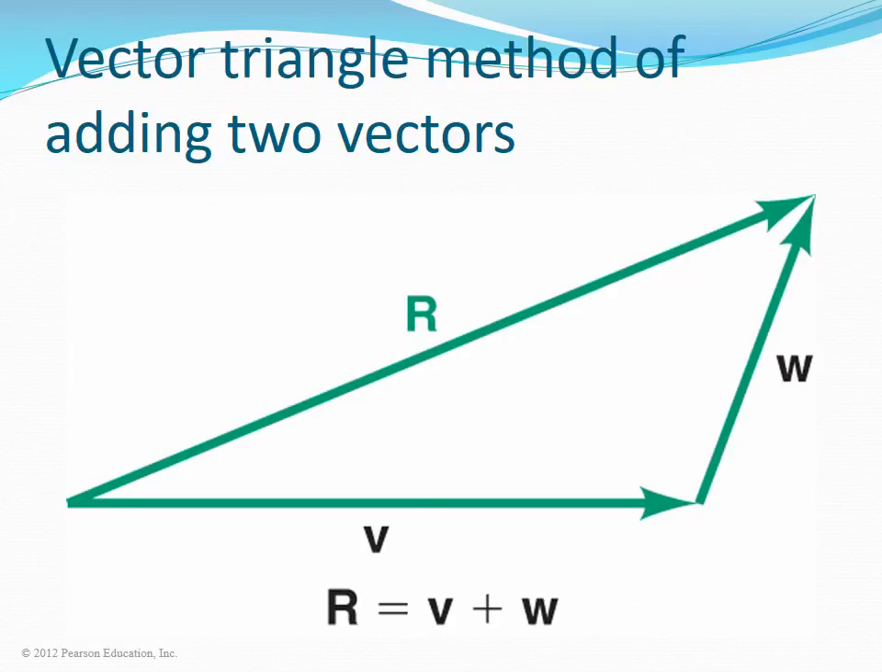When two or more forces act at the same point, the resultant force is the sum of the forces applied at that point. The resultant force is the single force that has the same effect as two or more forces acting together. Here the resultant force R is the vector sum of the two vectors v and w. The two vectors are added using the tip-to-tail method. The tail of vector w is placed at the tip of vector v.